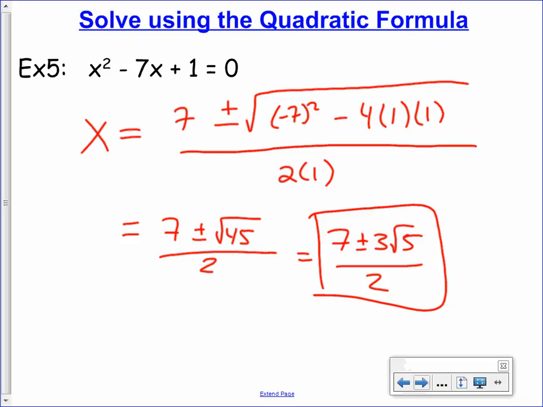Plus or minus. Plus or minus are your two solutions, because you're either adding 7 to it or subtracting 7. Or subtracting them. Right? Okay, here we go.